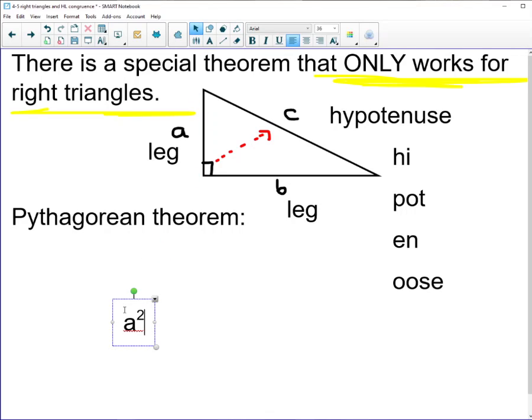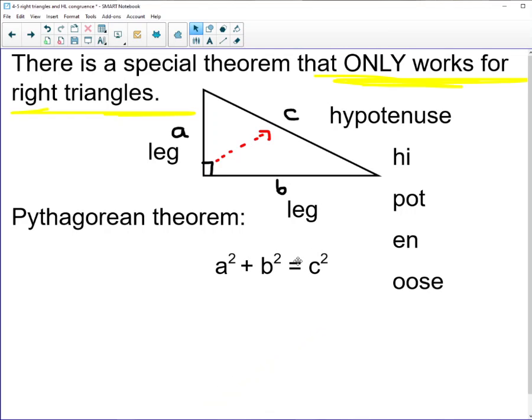In a right triangle, every time you have this, A squared plus B squared is always equal to C squared. So let's break down what this means really quick. In any right triangle, one leg, however long it is, square that. The other leg, square it. Add them together. That's going to equal what you get when you square the last side.